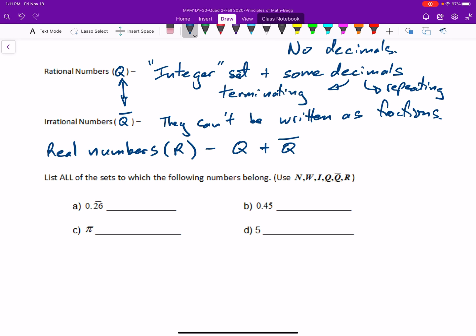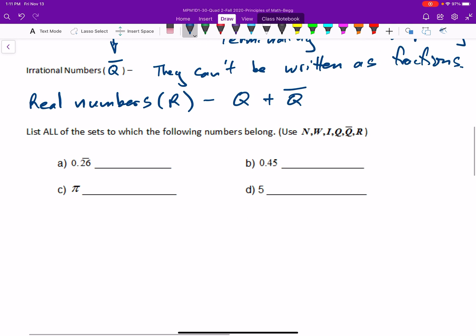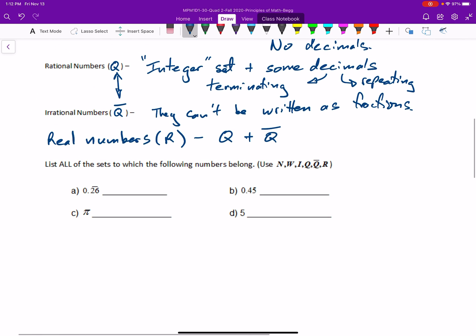Q and Q bar. List all of the number sets to which the following numbers belong. All right, 0.26 repeating. So that's a repeating number. That means that it's a rational number, and if it's rational, then it's got to be an integer. Oh no, it doesn't have to be an integer. Sorry, got that backwards. That's a rational number. It doesn't have to be an integer. In fact, it isn't an integer because integers don't include decimals, but it is a real number. Okay, so it's going to include Q and R.